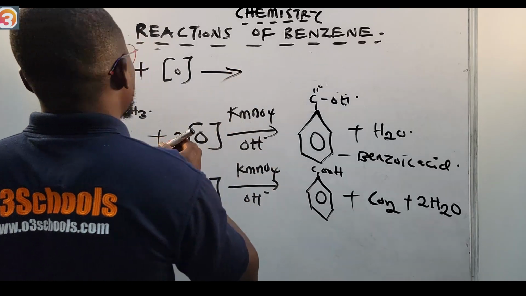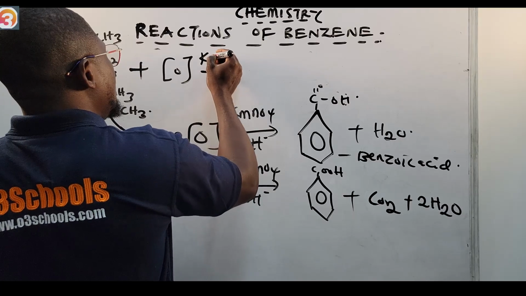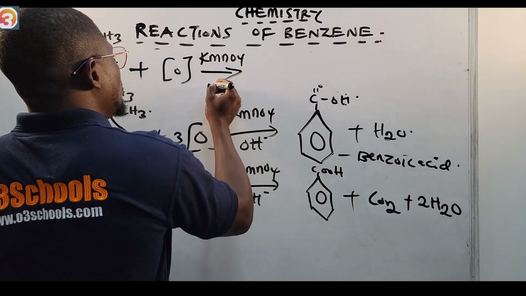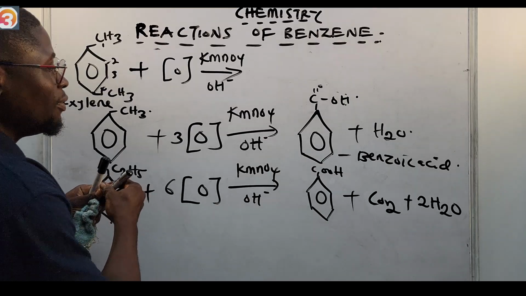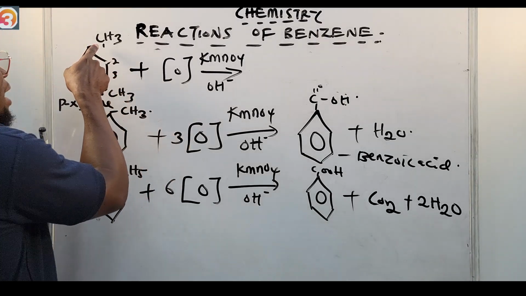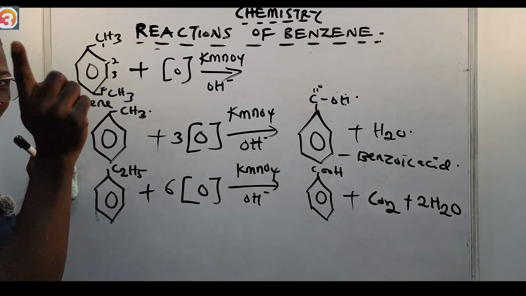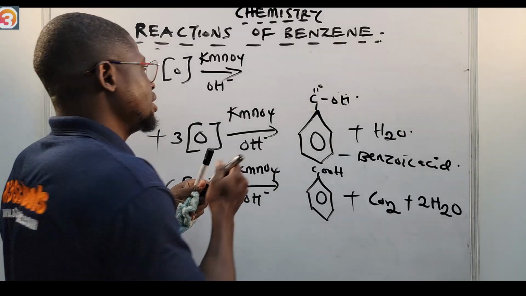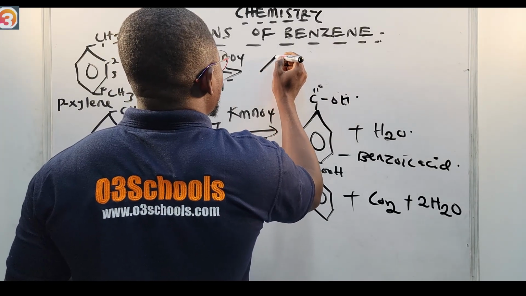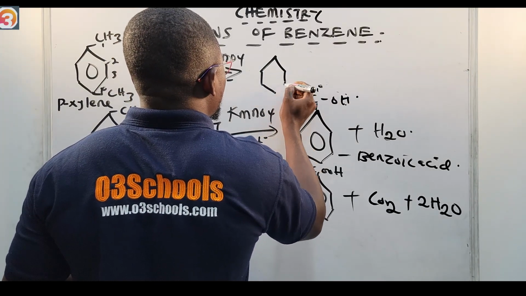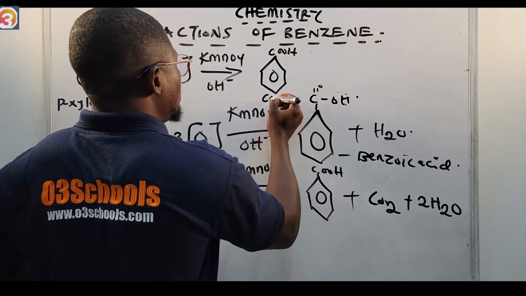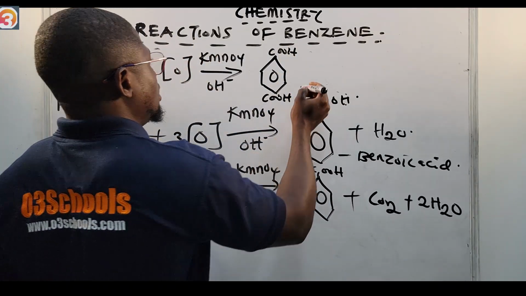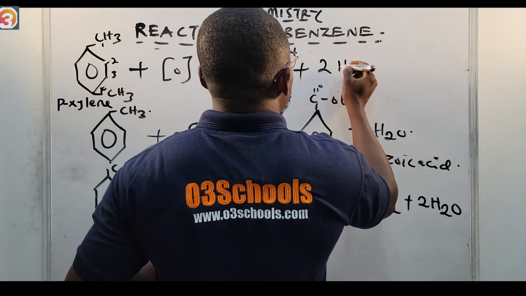Then of course you are going to have the same condition, KMnO4 OH minus. So now the carboxylic acid groups will be formed at position 1 and position 4 of the benzene ring. Remember, nothing happens to our benzene ring, so I'm going to have our benzene ring, COOH, and then here also COOH at this position. Then of course, the other product is water.